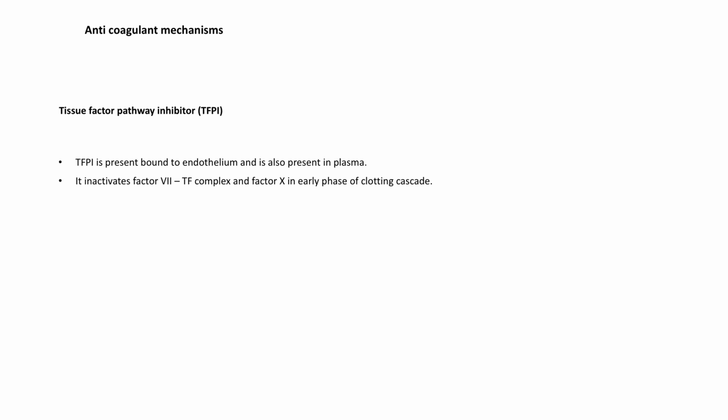We know the clotting cascade is initiated by tissue factor, and that pathway is called the tissue factor pathway. This pathway is inhibited by tissue factor pathway inhibitor. Tissue factor pathway inhibitor is bound to endothelium and is also present in blood. It inhibits the factor 7 tissue factor complex and factor 10, and this prevents the tissue factor pathway from further production of thrombin.